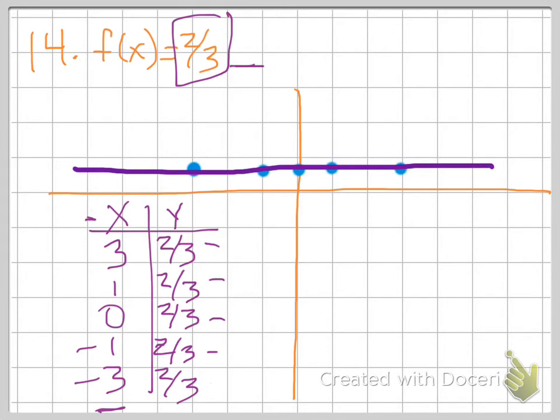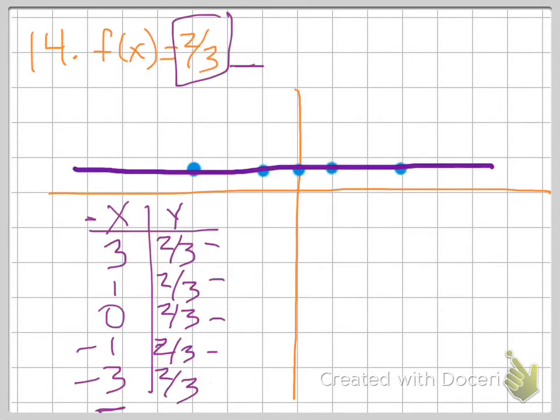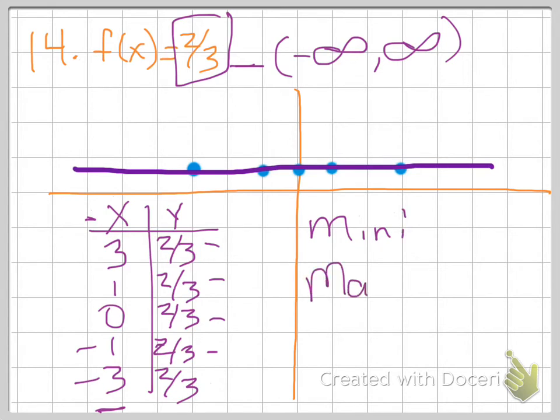This asks us, what's our interval for negative infinity to infinity? What's our minimum and maximum? So what's the minimum and what's the maximum?